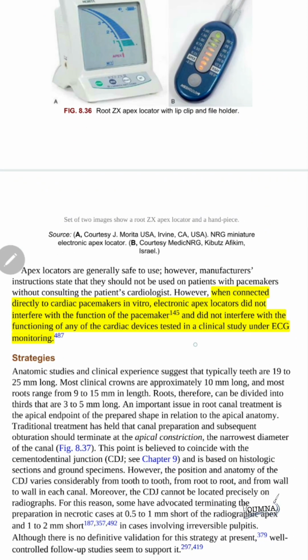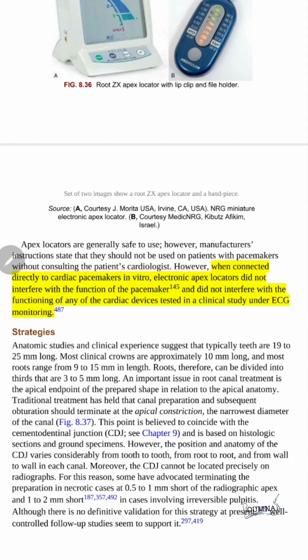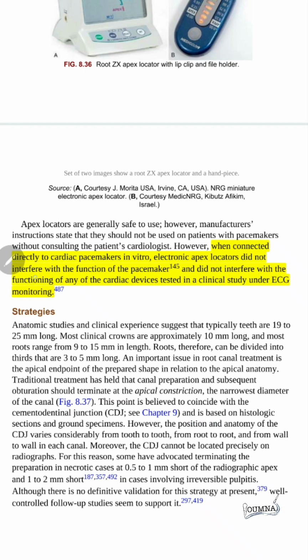There were concerns about the effect of apex locators on the pacemakers of the heart, but a study connected the apex locator directly to the cardiac pacemaker. This connection did not show any interference with the function of the pacemaker, nor with the functioning of any of the cardiac devices tested in the clinical study, which means it is safe to use the apex locator if the patient has a pacemaker.